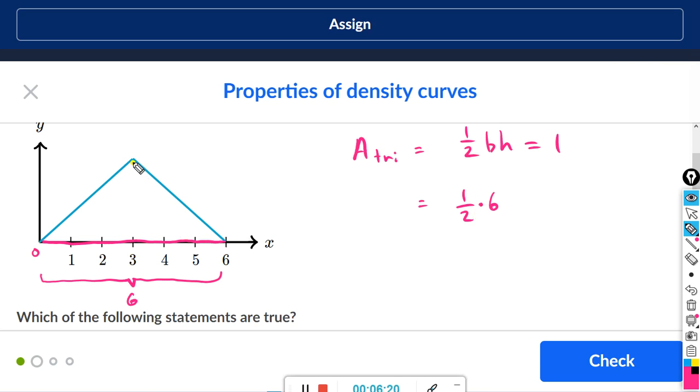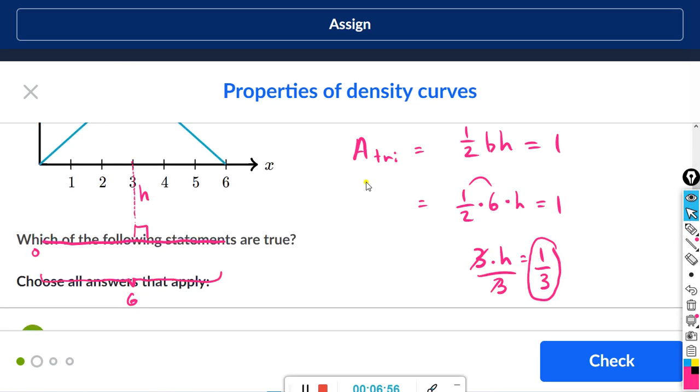And the height would be this distance right here. Okay, perpendicular to the base, this would be the height. And we don't know the height yet. Okay, and that whole setup equals 1. All right, 1/2 times 6 is 3 times h, and that equals 1. Dividing both sides by 3 in order to solve for h, the 3's cancel, and h equals 1/3.